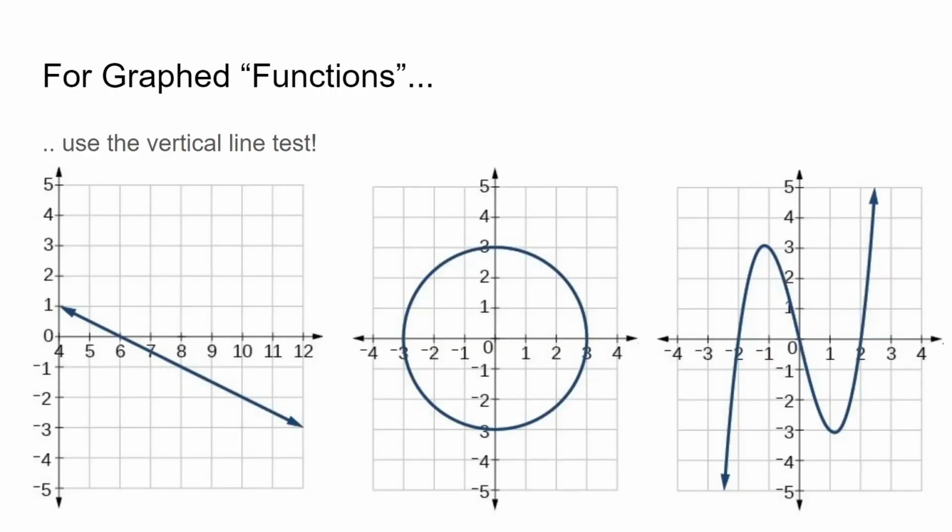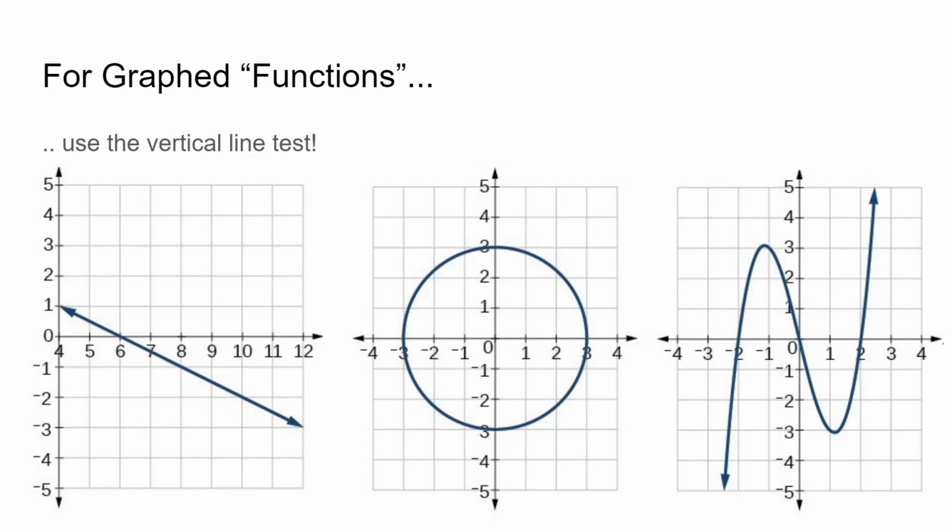Now for graphed functions, we want to use something called the vertical line test. With any vertical line, this could be your finger, your pencil, honestly the edge of a paper, you want to run it along the x-axis, and at any point, if there are 2 points on the function, in air quotes, touching the vertical line, that's how we know it isn't a function.